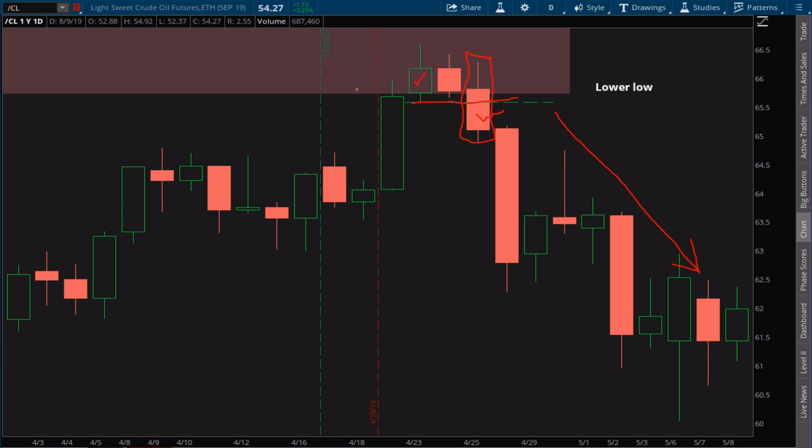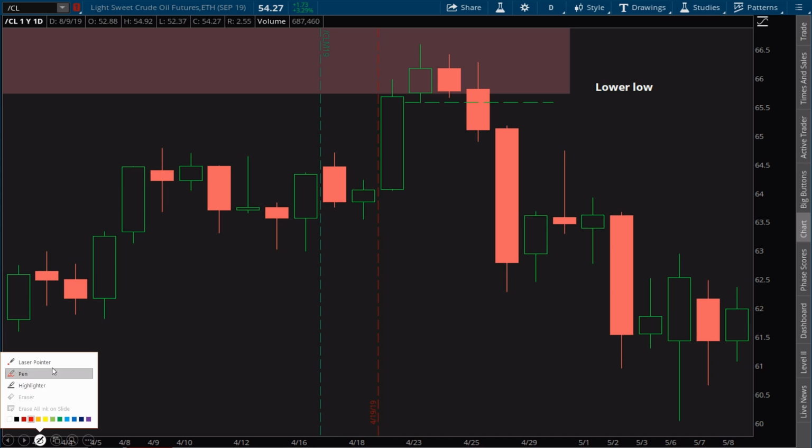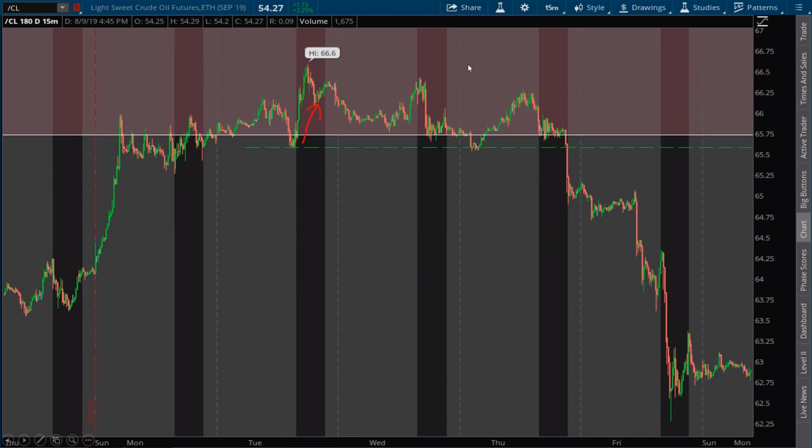I know people that do get into the zone, right, and put their stop loss at the end of the zone. And as you guys can see, this zone would have worked. I mean, it just all depends on your risk tolerance. This zone would have worked, right?